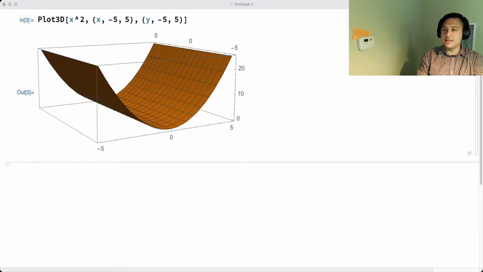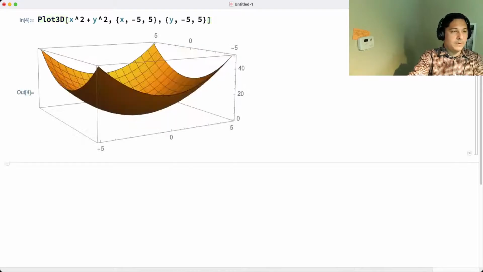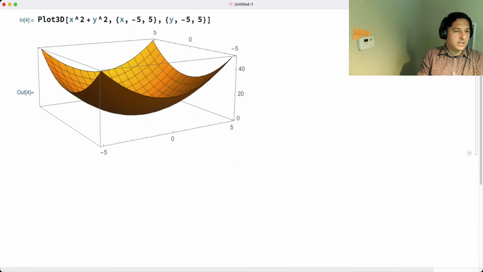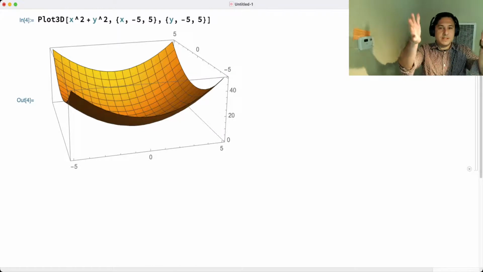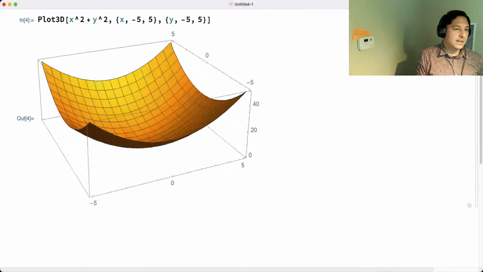Okay, so what happens if I put x squared plus y squared? You're not going to get a folded sheet of paper anymore. It's folded in two directions, because as you move around the x and the y-axis, it's going to be curved. Okay, so you can see all sorts of cool stuff.